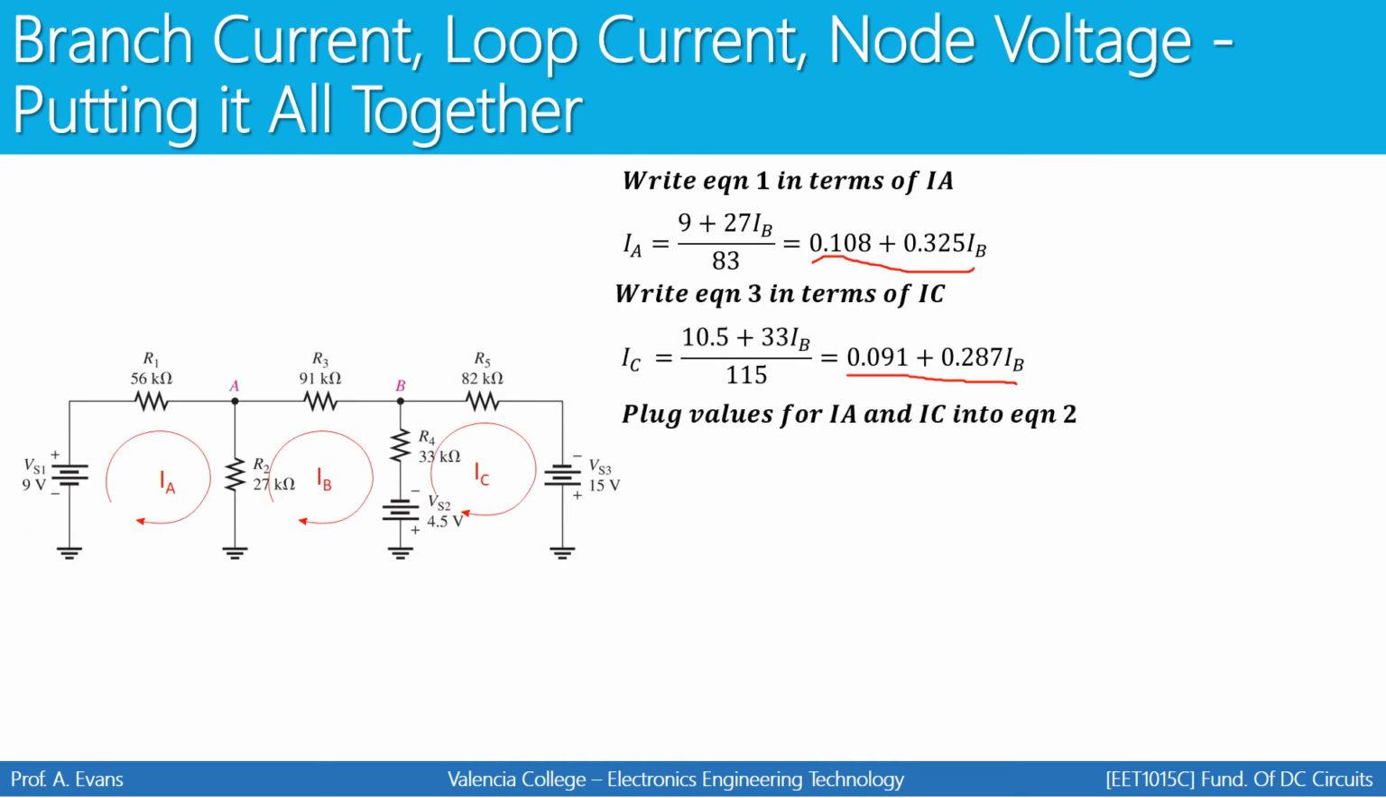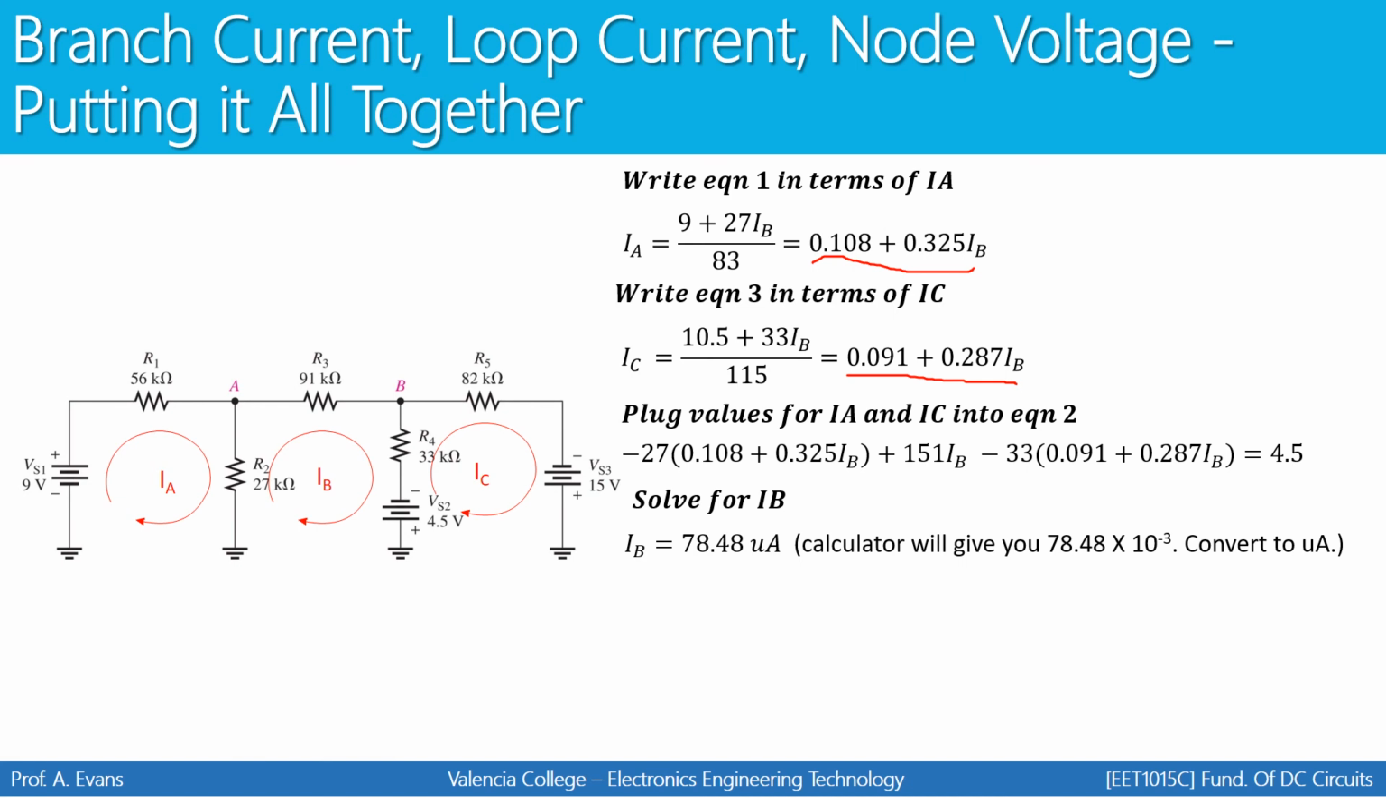So I'm going to plug these values for IA and IC into equation 2. Now it's a pretty long equation, but it just has one variable that you don't know, so you can use algebra to solve this equation for IB. You're going to get 78.48. Now, when you do this in your calculator, you're going to get 78.48 times 10 to the negative 3. Remember, that really corresponds to 78.48 milliamps. When you write your final answer, and only when you write your final answer, will you convert it to microamps. So our final answer is 78.48 micro.